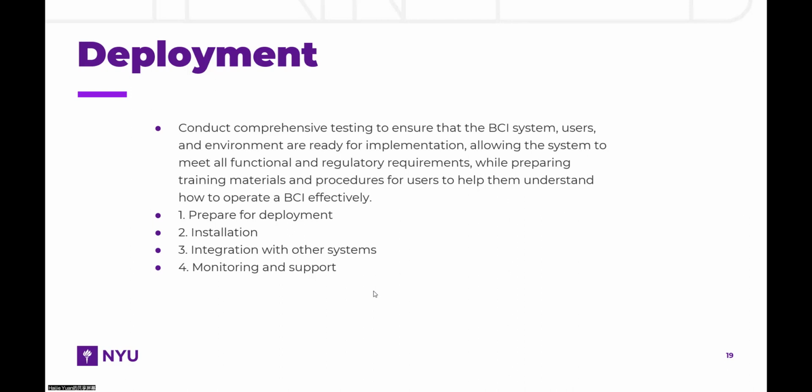The fourth is monitoring and support. Provide continuous monitoring and support to ensure that any issues are resolved smoothly. Establish support systems to help users with technical issues, including help desks and engineering teams.